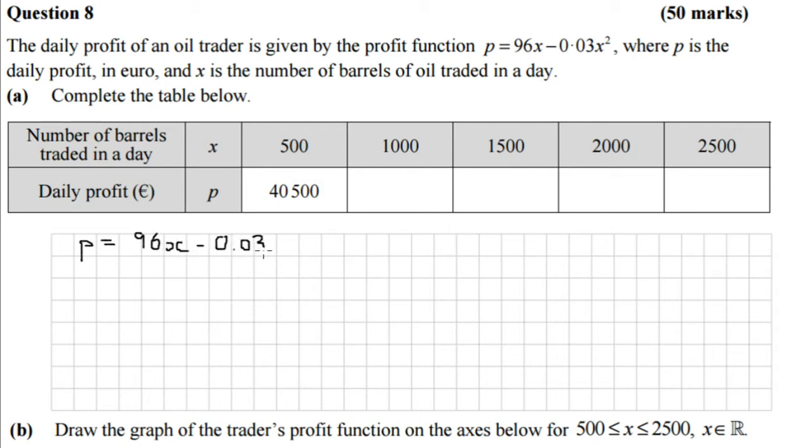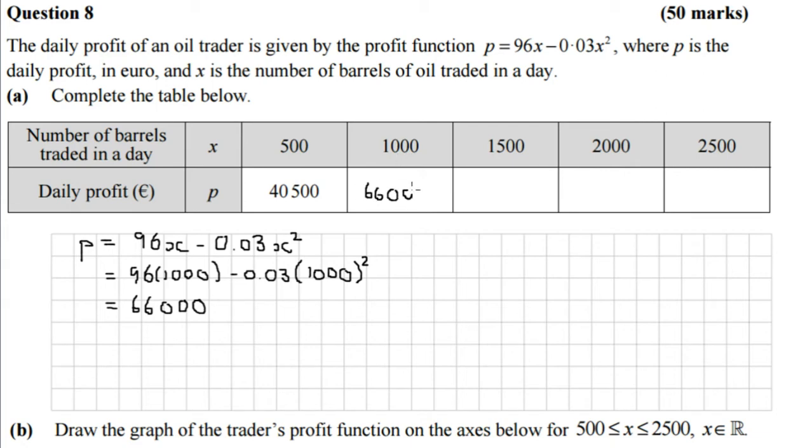Minus 0.03x squared. So all I've got to do here is replace my x with 1000. So 96 by 1000 minus 0.03 by 1000 to be squared. So let's see what that comes to. So for that, you're going to get 66,000. So that's the profit when the number of barrels traded in a day is 1,000. So 66,000 is going to go in here.